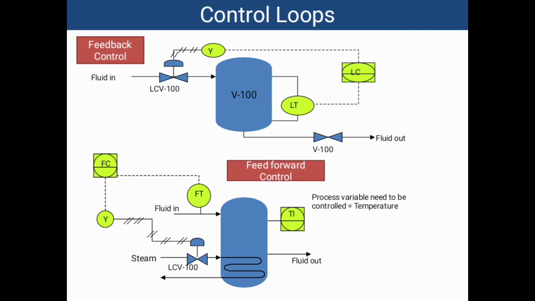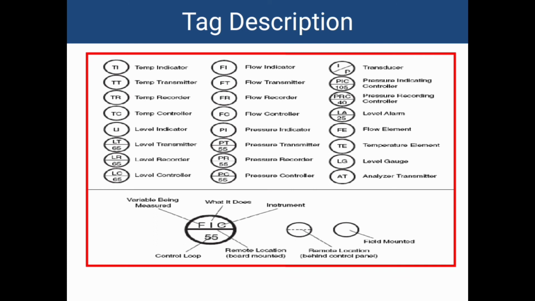And another control loop is for a process variable, a temperature control. Like that, several control loops will be installed in the P and ID diagram. When you are tracing the line, you have to count how many control loops and how many equipments are connected in this line. Then tag description.